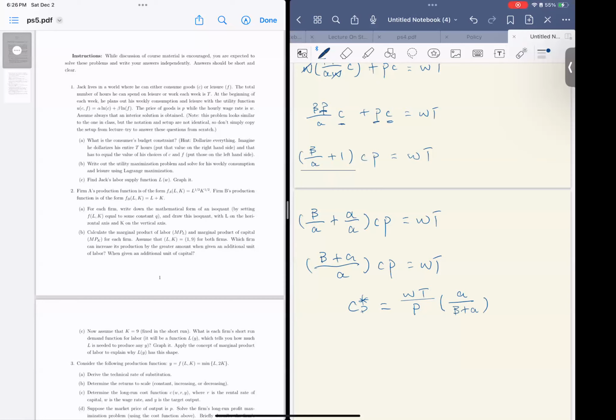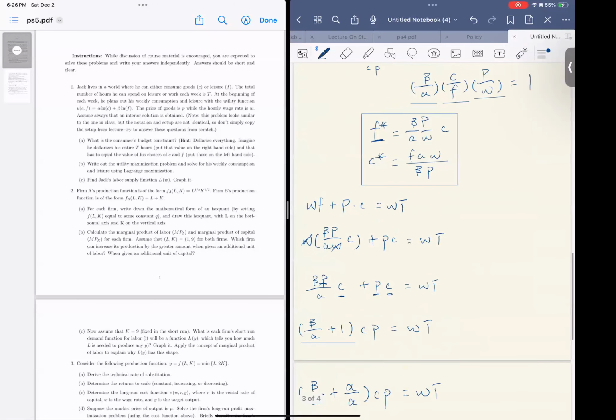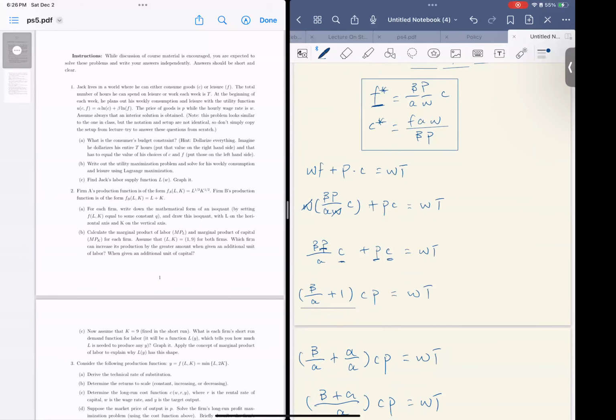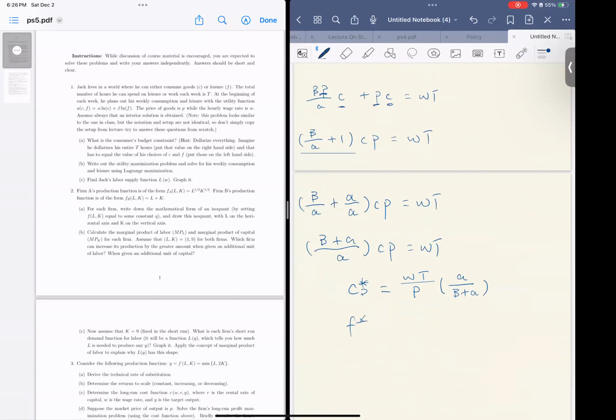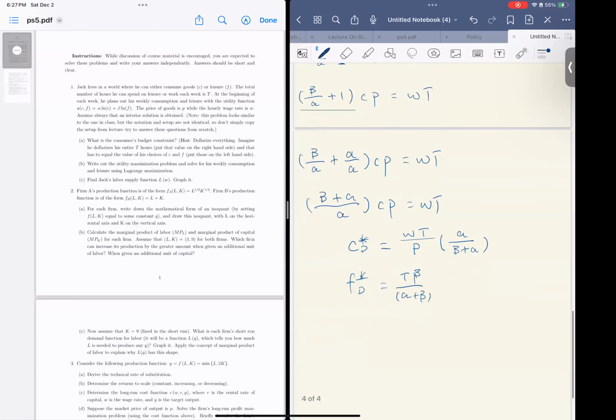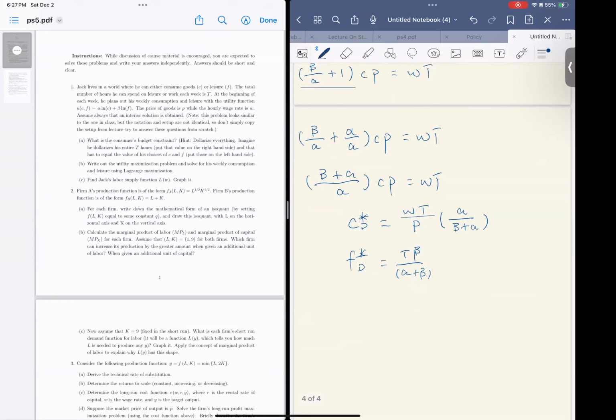Okay, are we good in here? Yeah. Okay. Same thing with F, which is the leisure. If you do the same thing, just plug it in, you will get F. The demand for leisure will equal T beta over alpha plus beta. So this is what you get for the demand for consumption and demand for leisure.